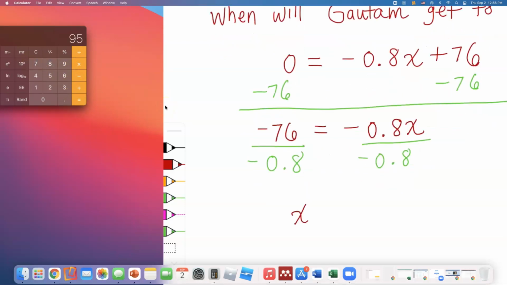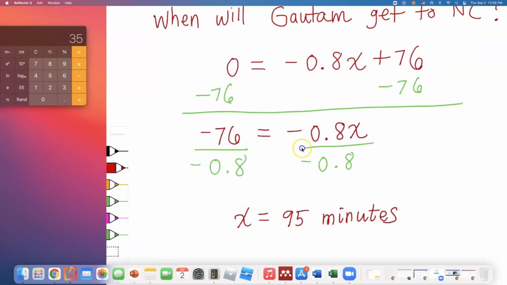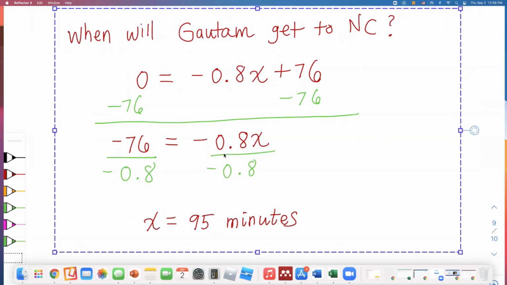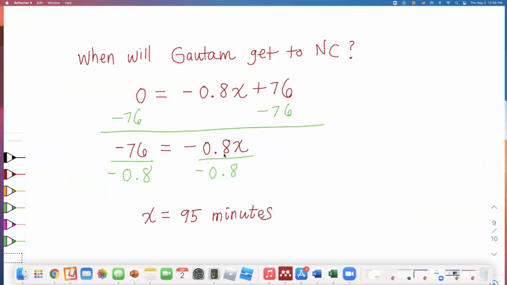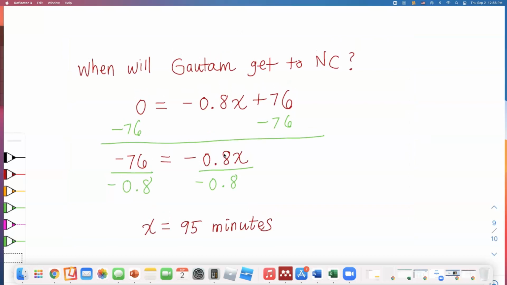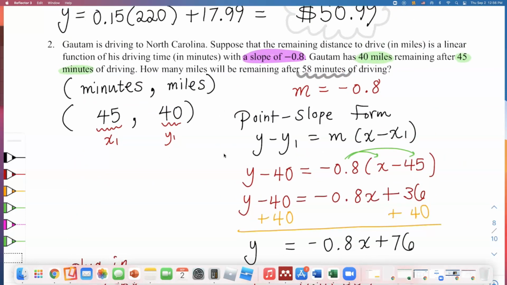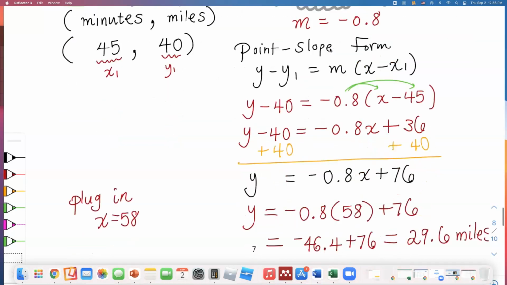It's going to take him 95 minutes to get to North Carolina. This is going to be a 95-minute trip. So 1 hour and 35 minutes of Gautam driving to North Carolina. Interesting problem, but we really need to understand what x is and y is in terms of this problem. x was the number of minutes he was driving, and the y value, the output value, is the number of miles remaining, okay? So that was a fun example, but I think I only have one more left, so I'll go ahead and do that with you.